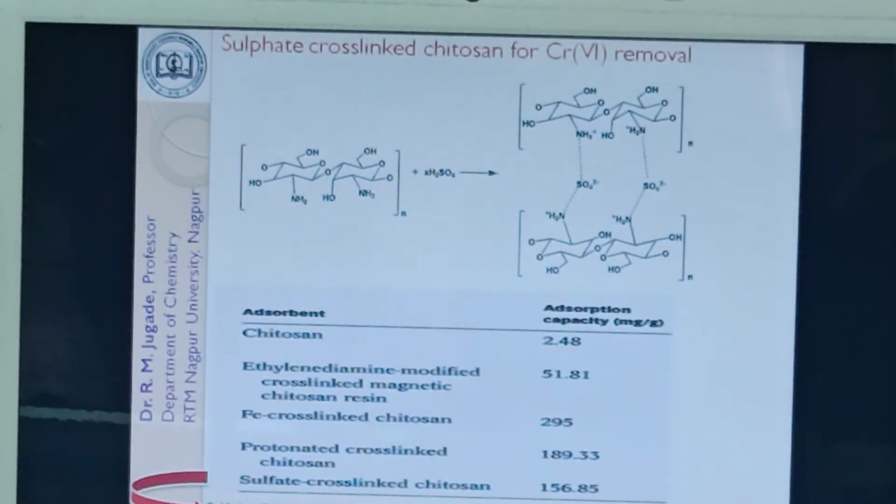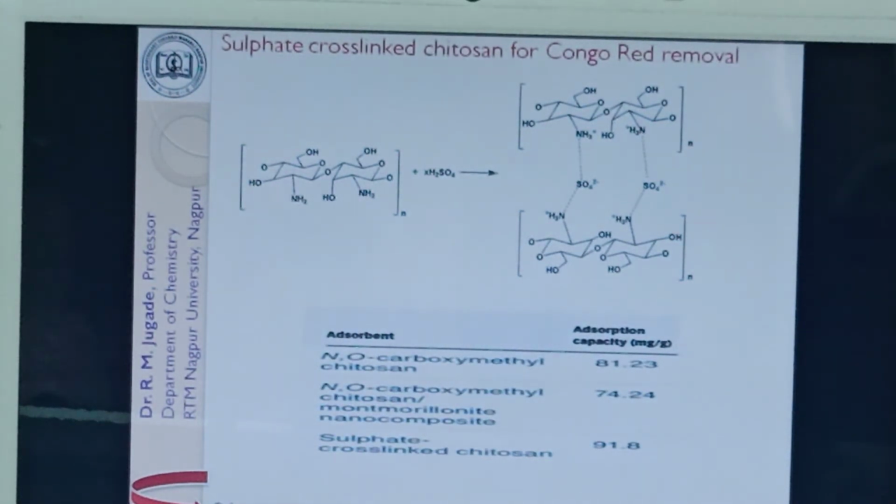We have carried out certain experiments with chitosan. This is our own work. We converted chitosan into sulfate cross-linked chitosan, and we have used it for the removal of chromium 6 ion, which is actually present in the form of chromate ion. We got a very good adsorption capacity for chromate with the sulfate cross-linked chitosan, whereas the native chitosan has a very poor adsorption capacity of 2.48 mg per gram of chromate ion, while sulfate cross-linked chitosan has a very good adsorption capacity of about 156 milligram per gram of chromate.